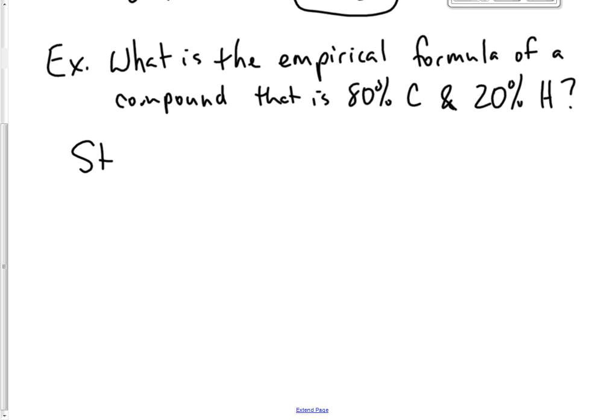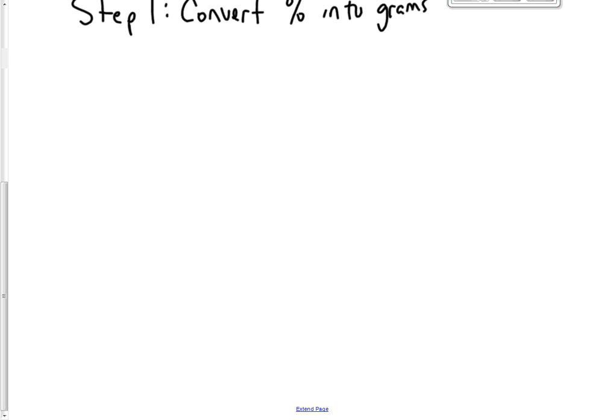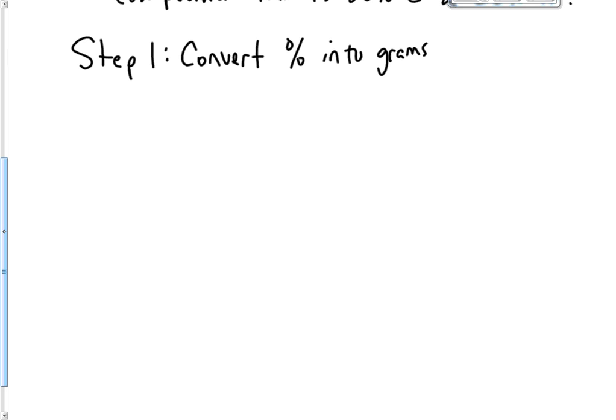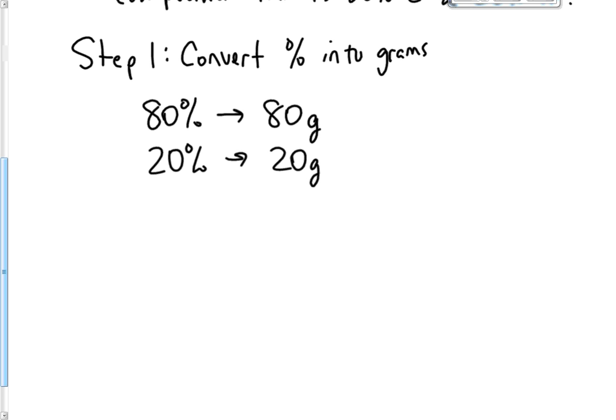So step number one is going to be convert percentages to grams. And the way we do that is pretty simple. So we have 80%. We're just going to change the percent to a G, and there we go. So we have 80% and 20%. Now we have 80 grams and 20 grams because we're just going to assume that it's a 100-gram sample. So that's how we do that based on that assumption.